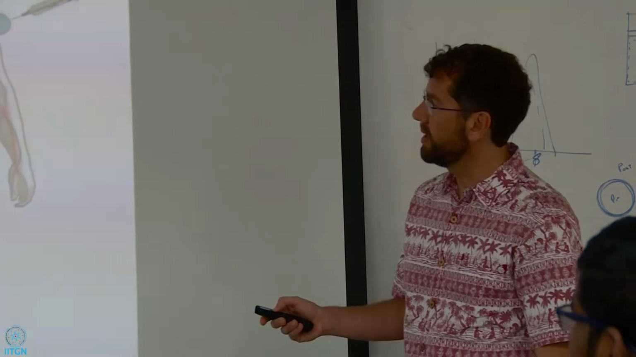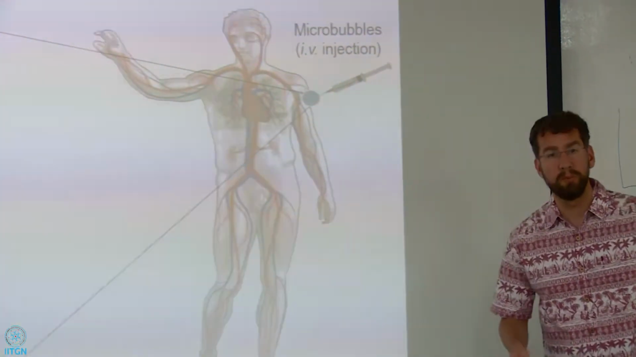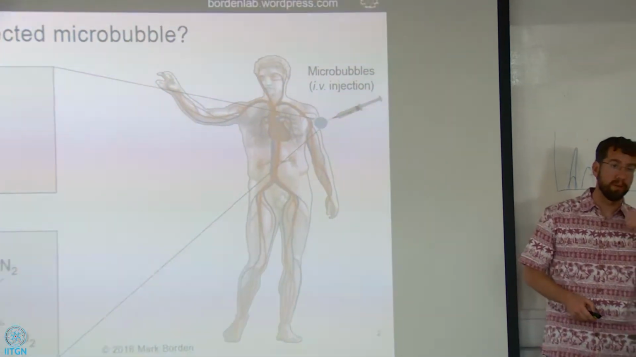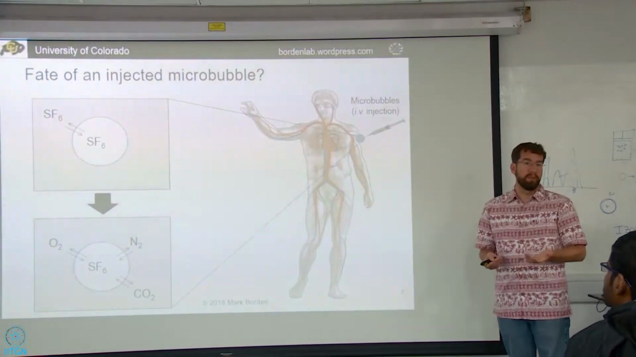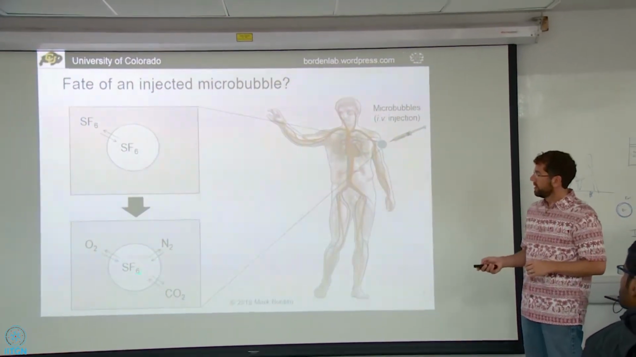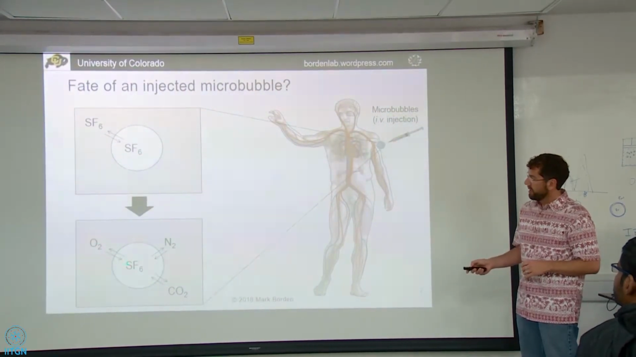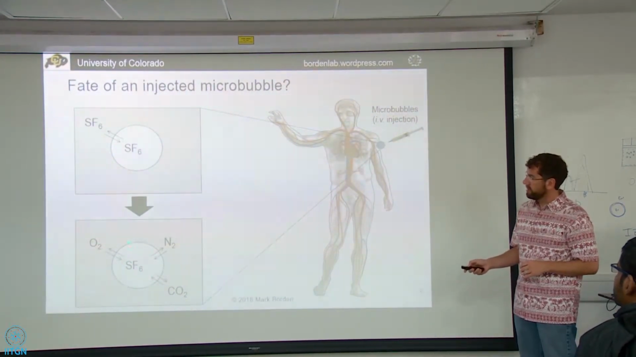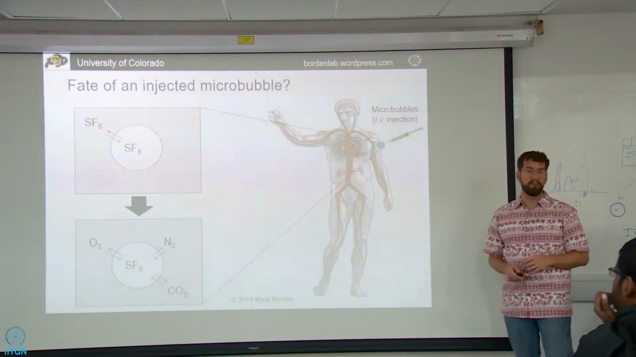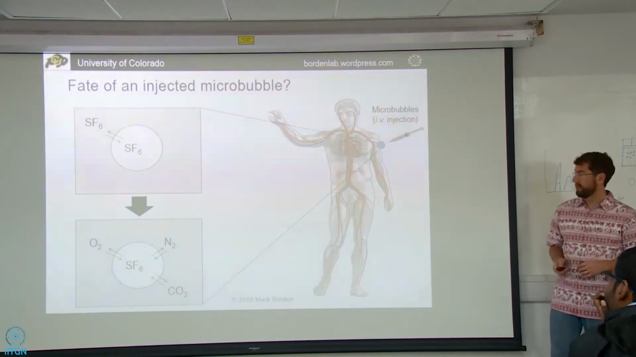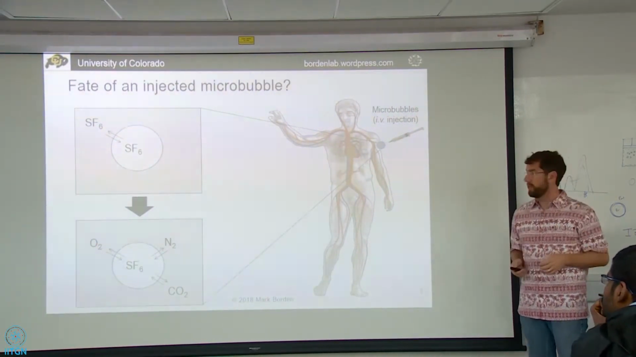So you may initially have an SF6 bubble, which is in diffusive exchange and equilibrium with SF6 in the surrounding medium. But as soon as you inject it into the bloodstream, now the SF6 is going to diffuse out, and oxygen, nitrogen, and carbon dioxide are going to diffuse in, until they all reach diffusive equilibrium.